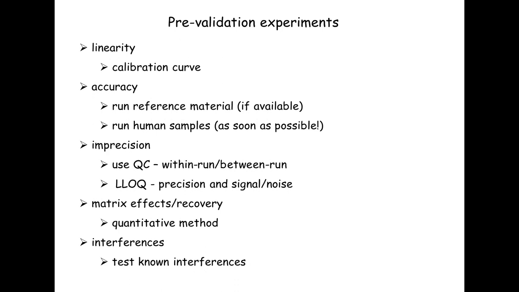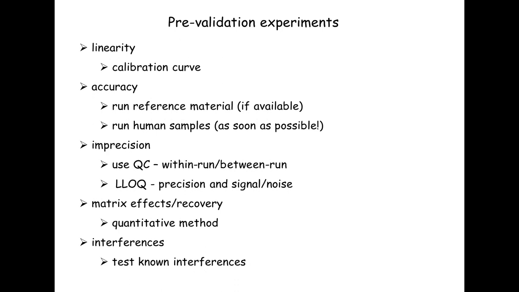So some of the pre-validation experiments that I would recommend are shown on this slide. In order to determine if your method is linear, you could run a calibration curve and make sure the method is linear up to the concentration that you would like to achieve. In order to check accuracy, you could run a reference material if it's available. One thing to note is I would run human samples as soon as possible.